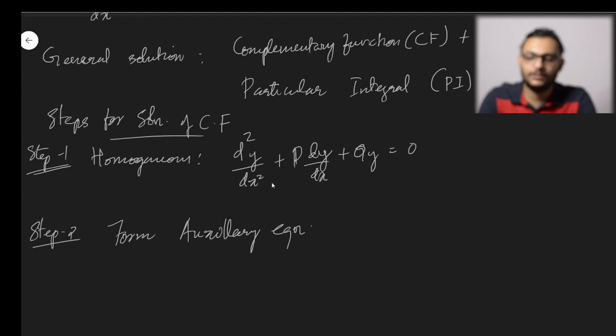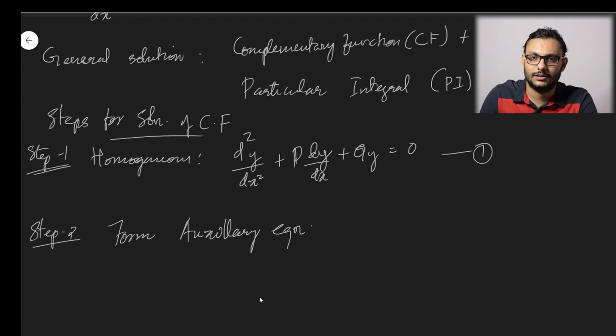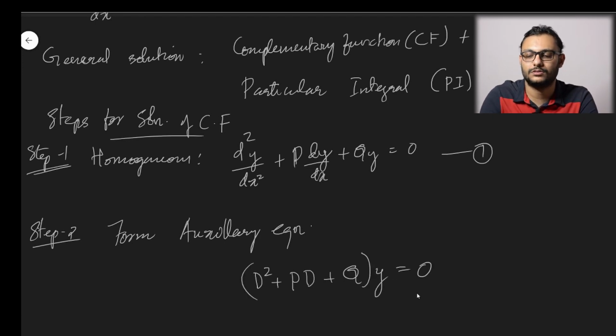First, we have to convert the homogeneous equation into the differential operator form. So, simply we can write this homogeneous equation, that is equation number 1, into a new form regarding the differential operator involved, that is d square plus p into d plus q, the whole operating on y is equal to 0. This is the operator form of the above homogeneous equation.